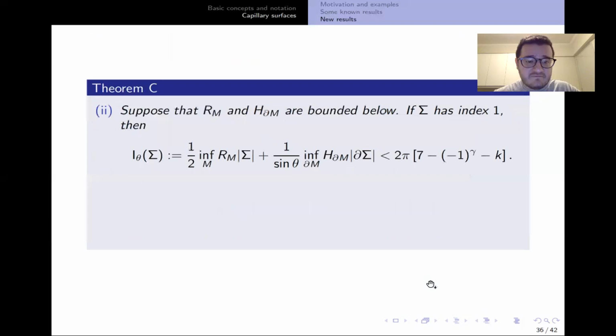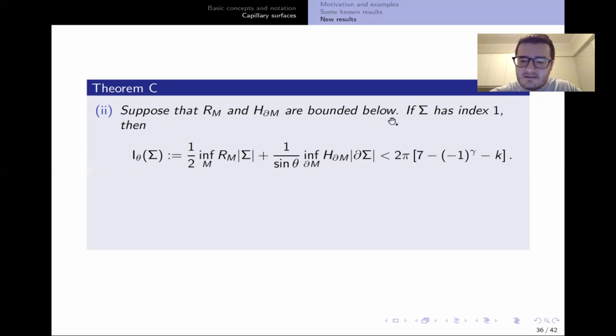Right, so the second part of this theorem says that we assume these hypotheses on the curvatures of M, that they are bounded below: the scalar curvature of M and the mean curvature of the boundary are bounded below. Then if sigma has index one, the functional I defined some slides ago, called I theta, with this definition here, is also less than a topological constant that only depends on the genus and the number of boundary components of sigma. And I should remark that this inequality is strict.